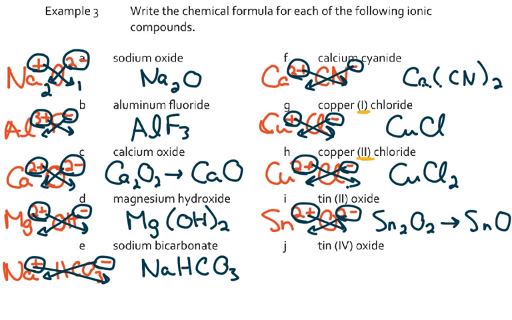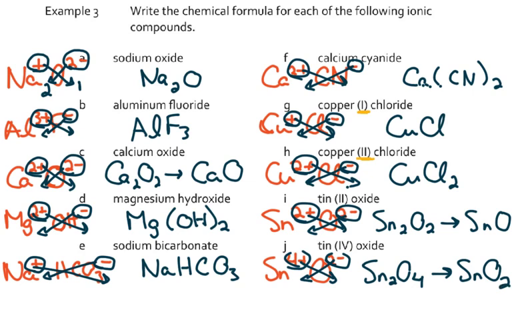Tin 4 oxide, now we've been told that tin in this case has a +4 charge. Oxide, still coming from oxygen, still has a -2. Crisscross, we would end up with Sn2O4, but again, that's reducible to SnO2.